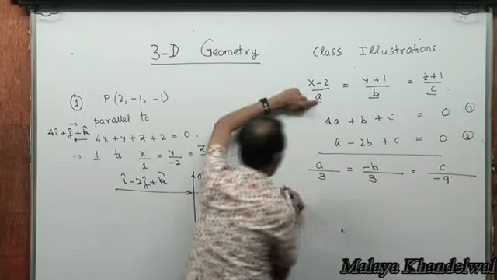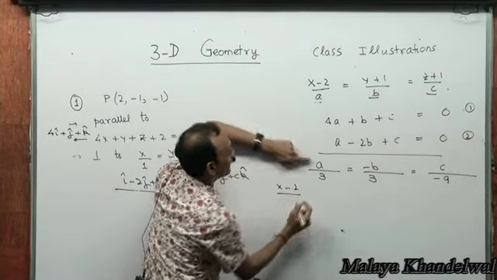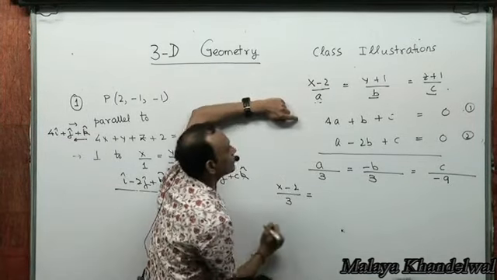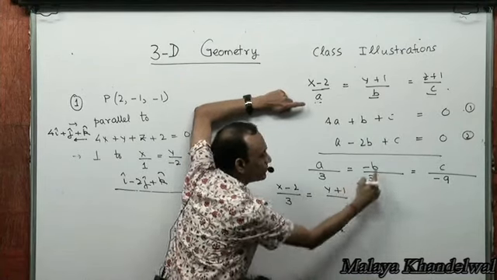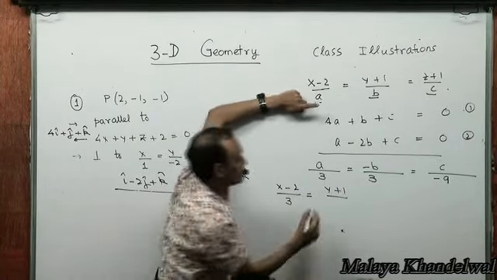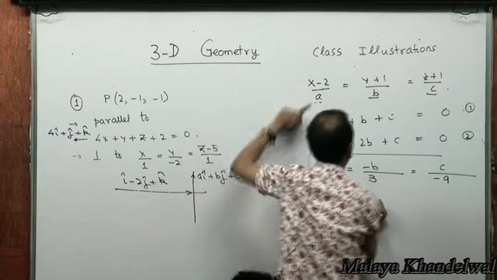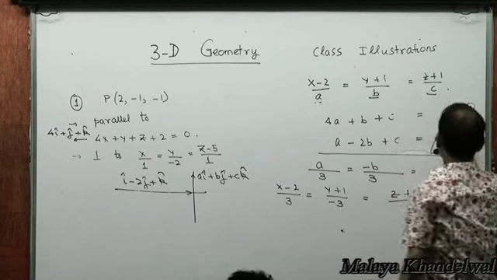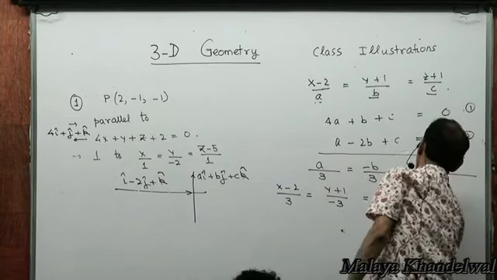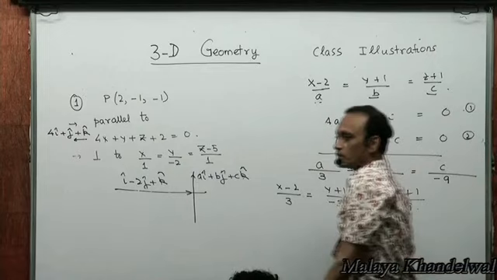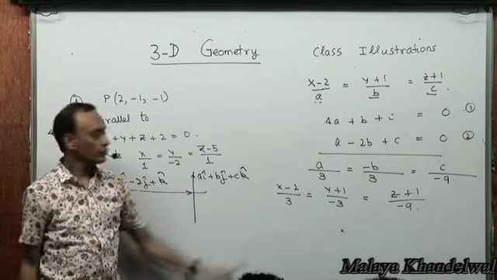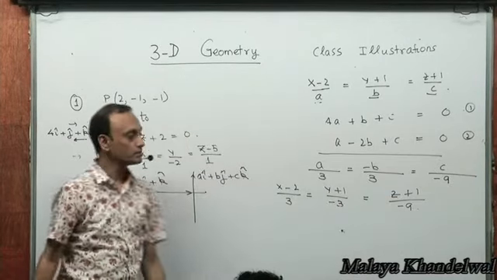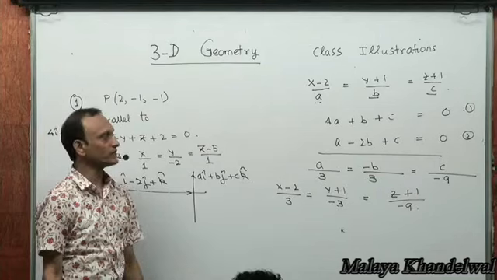So the required equation would be (x - 2)/a, where a can be replaced by 3, equals (y + 1)/b, where b can be replaced by minus 3, and (z + 1)/c, where c can be replaced by minus 9. That's the equation. You can divide by 3 and simplify. You could have written this as 1, minus 1, minus 3. That's the required equation of the line, right?